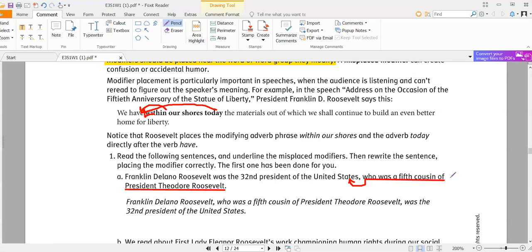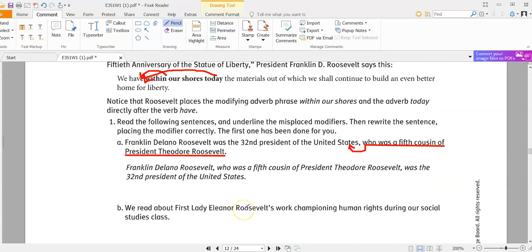Everything else was perfectly fine. FDR was the 32nd President of the United States, and it's right next to each other, so that describes him. But we need to do something with the rest of the sentence. So this is how the writers of this book modified that. Franklin Delano Roosevelt, who was a fifth cousin of President Theodore Roosevelt, was the 32nd President of the United States. So what they did was they interrupted it with a positive clause.